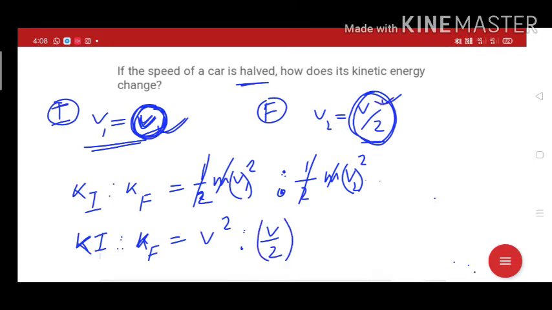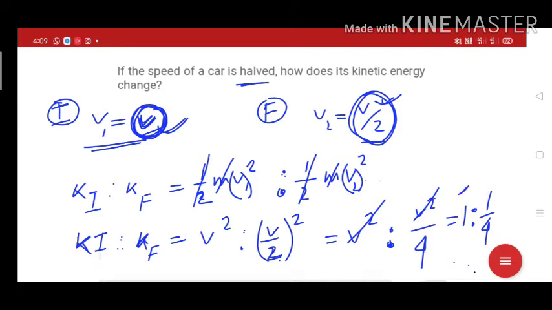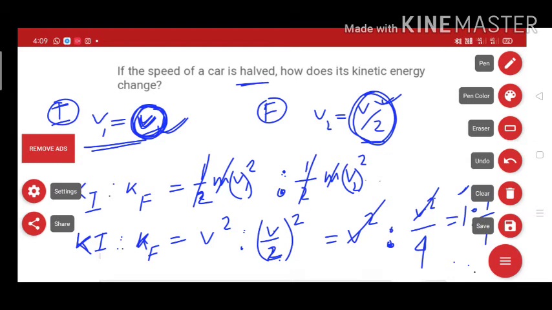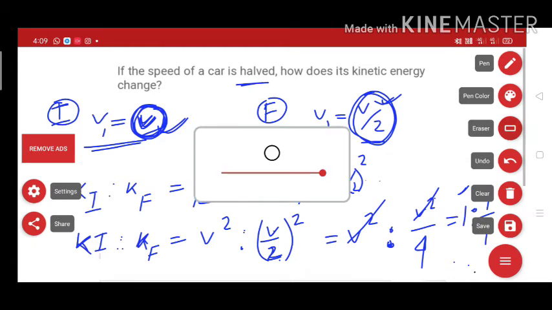It is being halved square. So finally it is going to be v square is to v square by 4. 2 was here. So 2 square is 4. So it is going to be cancelled, and it is exactly 1 is to 1 by 4. That means whatever is the kinetic energy in initial is going to be 1/4 in the final. That means this is a very useful concept. You can use it everywhere.